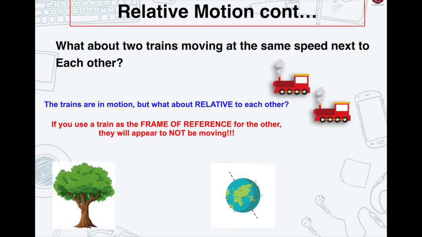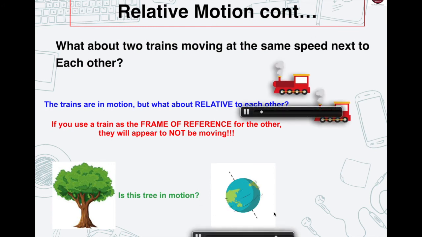Now, is this tree moving? Is it in motion? Or is any tree in motion? Is your house in motion? Now the answer to that would normally be, well, no. Your house isn't moving and this tree isn't moving. But what about if we use the earth as a frame of reference?